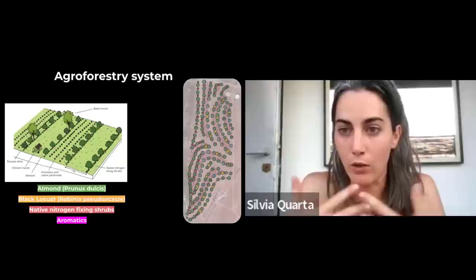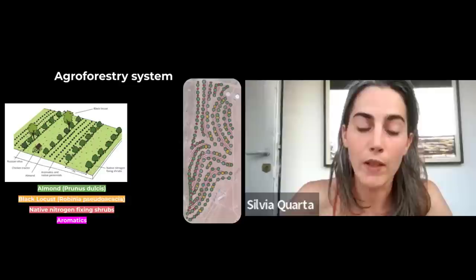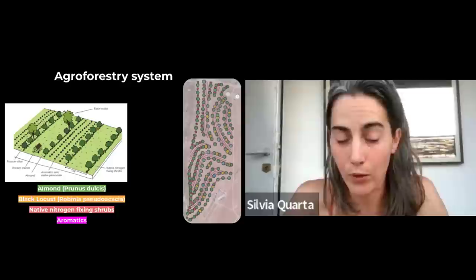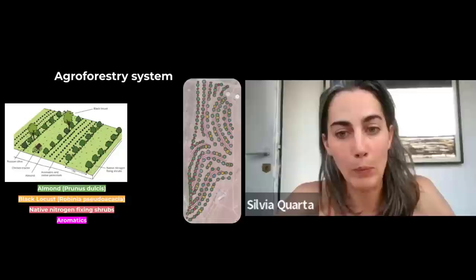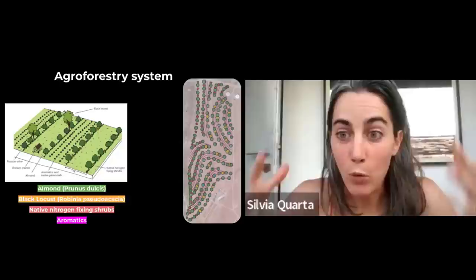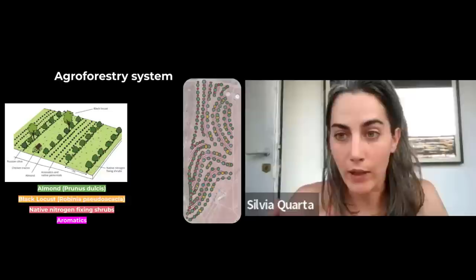So the idea here is to have as the core of the system the almond trees, and then have nitrogen fixing trees and bushes like the black locust and other native species like Tritama, and then lines of aromatics in between, and keep a ground cover on the land. So we haven't been plowing, we haven't been tilling, we haven't been moving the soil since this system was established. The only thing that we've experimented with is the grazing and hand weeding around the trees. We can go to the next slide.